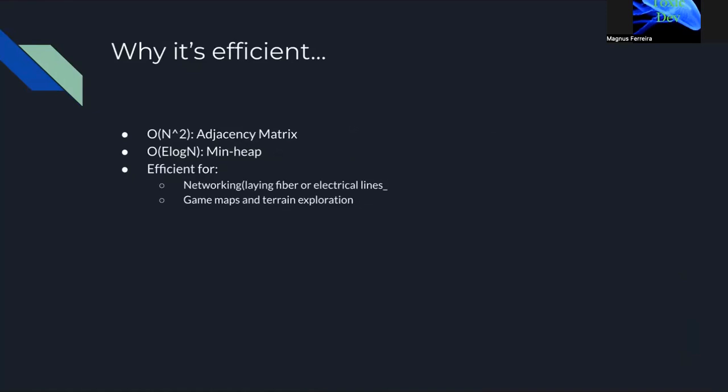Why is Prim's algorithm effective and efficient? The efficiency of Prim's algorithm depends on the graph representation. So with an adjacency matrix, it takes O(n squared), which is okay for small or dense graphs. If we use a min heap and adjacency list, the performance improves to O(e log n), which is much better for sparse graphs. Prim's is ideal when we need to build or connect something with minimal cost, like wiring buildings, designing road networks, or even in game development where path efficiency matters.